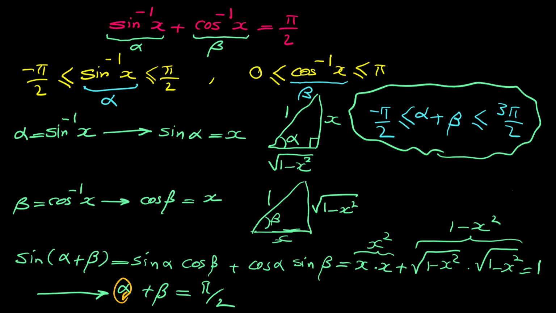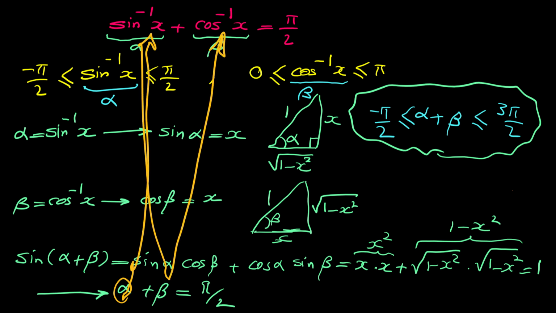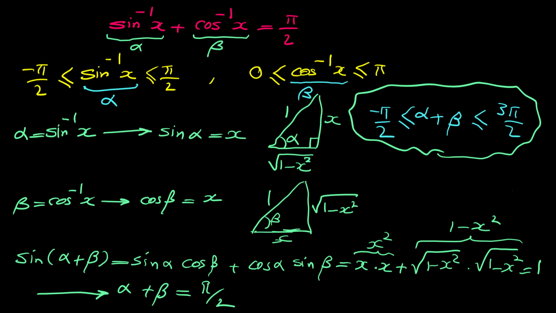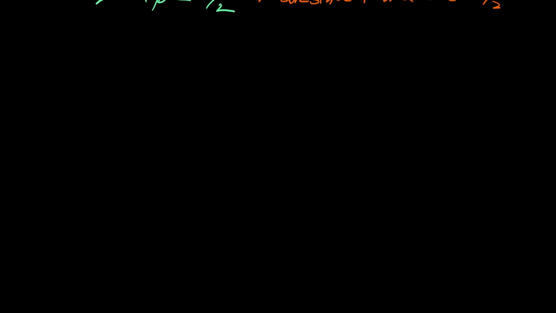Don't forget, alpha is sine inverse of x. Beta is cosine inverse of x. So we have proved that. So let me rewrite this again in terms of sine inverse and cosine inverse. From this we have arcsine or sine inverse of x plus arc cosine of x is pi over 2. Now let me show you another proof for this relation.